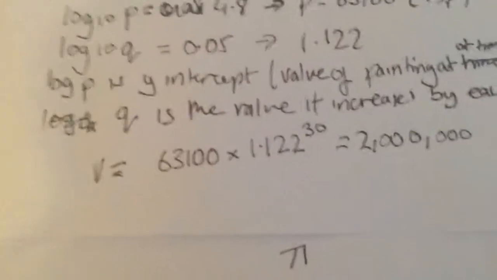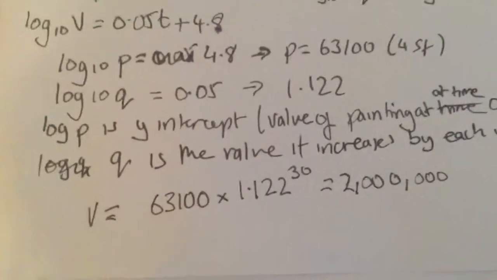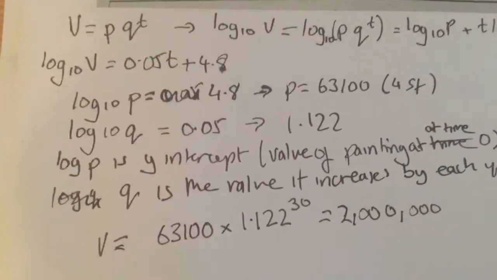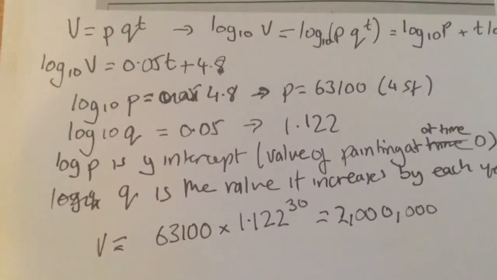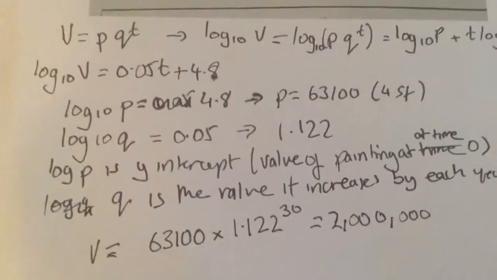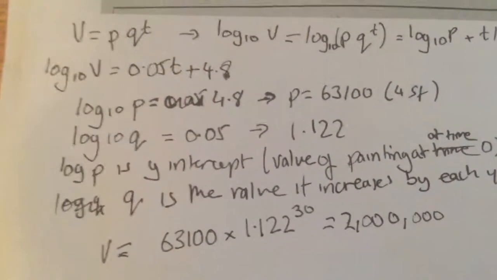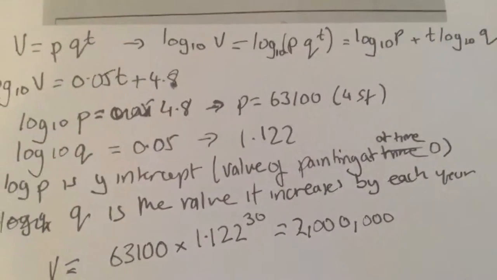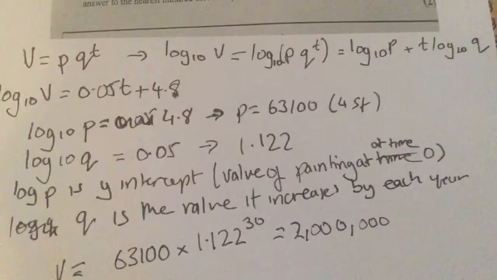Now the last little bit we're going to look at is this one here. V equals what in 2010? How are you going to do that? Simply plug in your numbers. You know what p is, you know what q is, and 30 years, which is from 1980 to 2010, multiply it through. All of these numbers are rounded to 4 significant figures. That's what the question asks us to do. That's why they might be slightly different from yours. That's it.